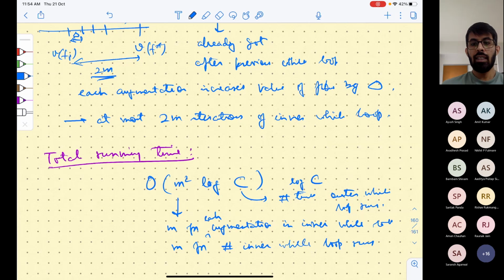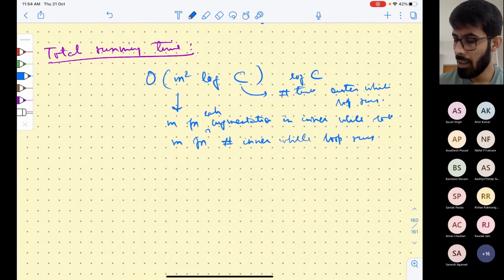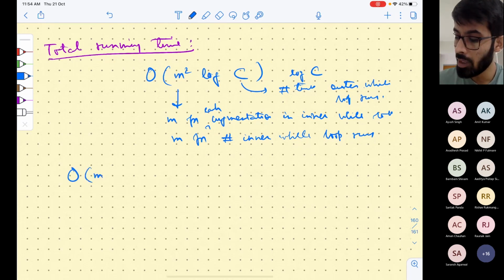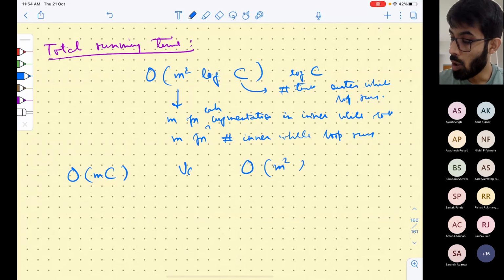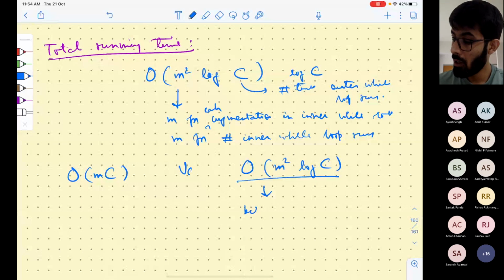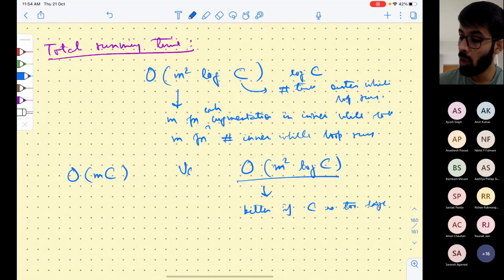So I'll just say two things. This might look worse. Earlier we had order MC, and now we have order m square log c, right? So this can be better if c is too large. But if c is small, if c is comparable to m, then the earlier one is better.